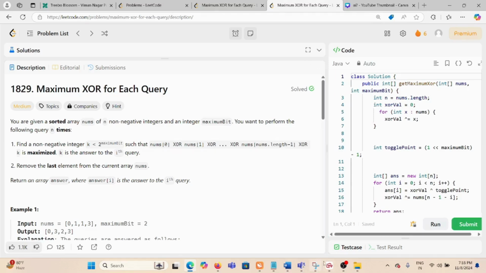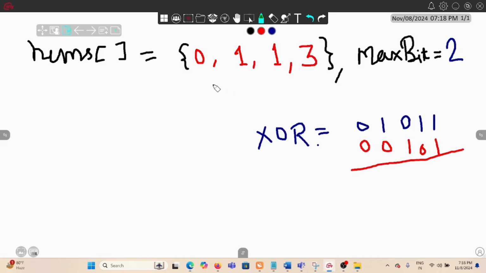For example, let's take an example here. You can see here nums is 0 1 1 3 and maximumBit equals 2. So let me tell you something about XOR, for people who want to refresh this. If we do the XOR of two numbers, for example 1 and 1, if bits are the same, then we will put 0 there.